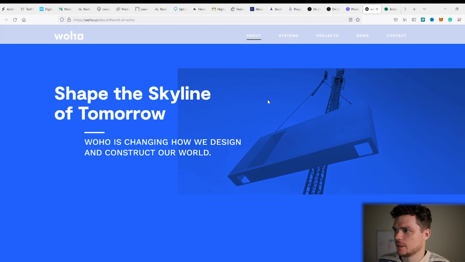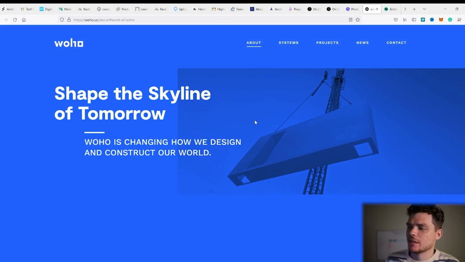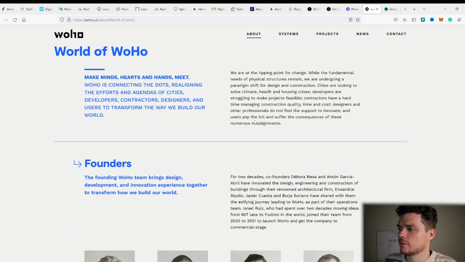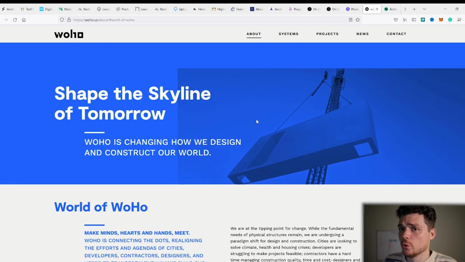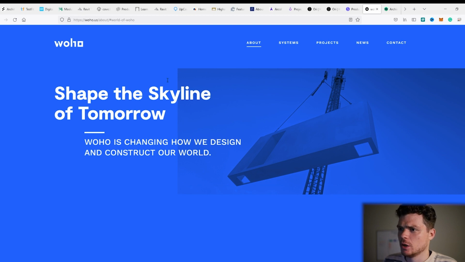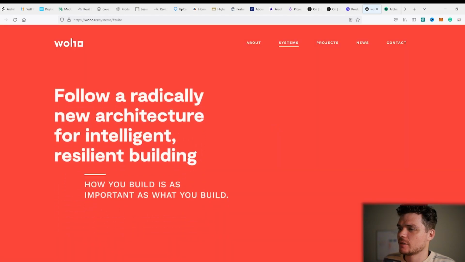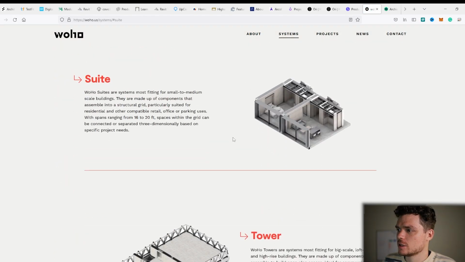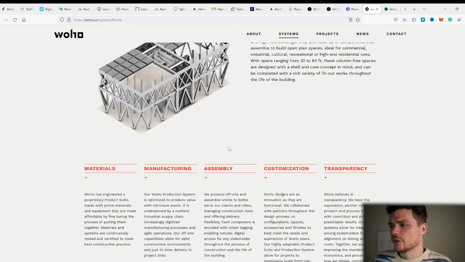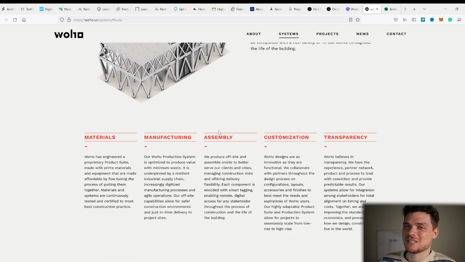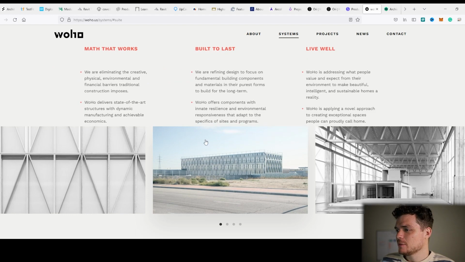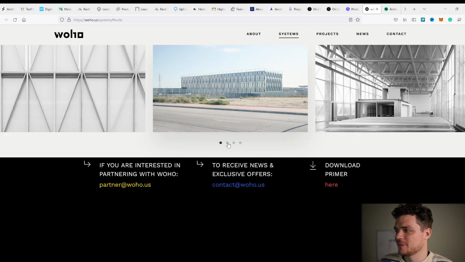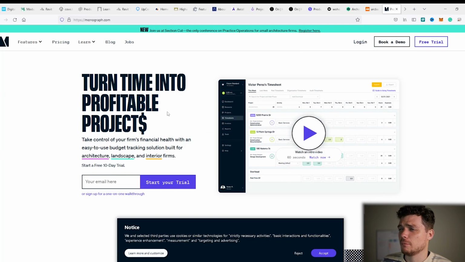Okay, we have another modular building system tool here called Wahoo. I really like their name, Wahoo or Woho. They have a suite of systems that they can deliver for radically new construction, so you can have a suite. So, another ploy or another attempt at modular building. Buckminster Fuller might be happy, I don't know.